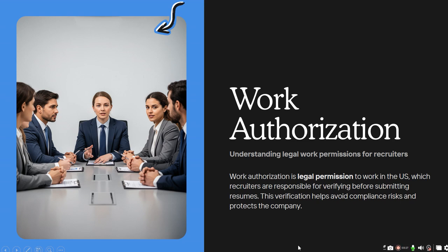Next, what is work authorization? Work authorization means you have legal permission to work in the United States. A recruiter must always confirm the candidate's work authorization before submitting their resume. This step helps avoid compliance issues with the company.